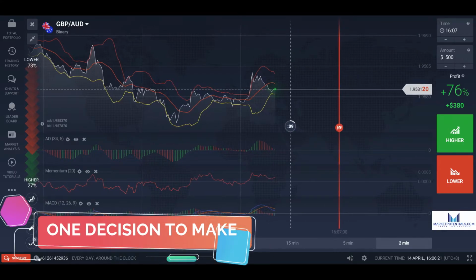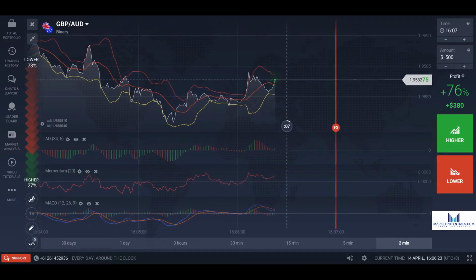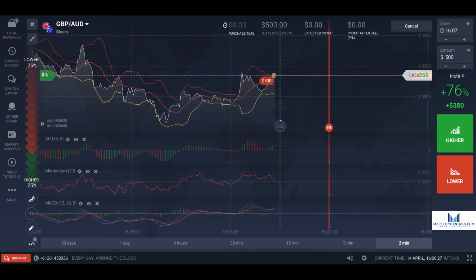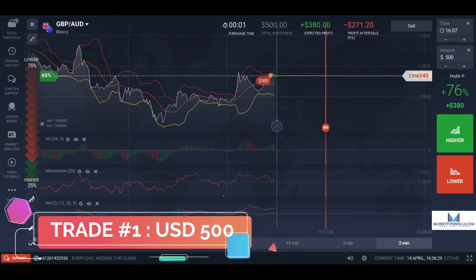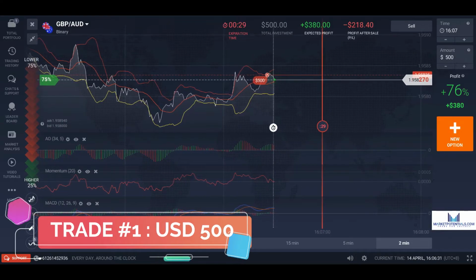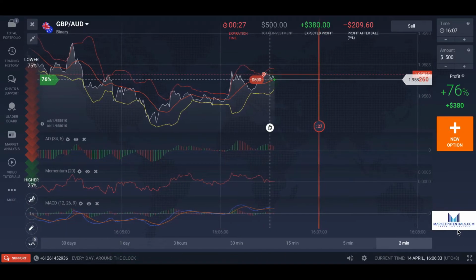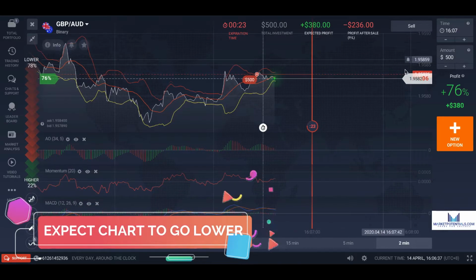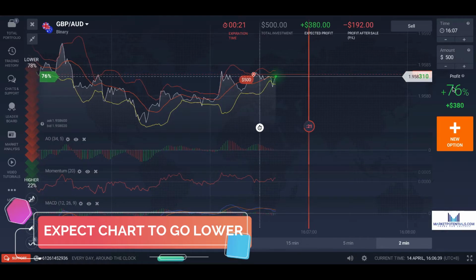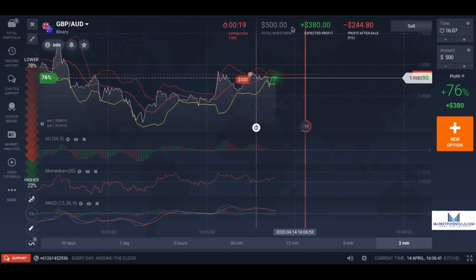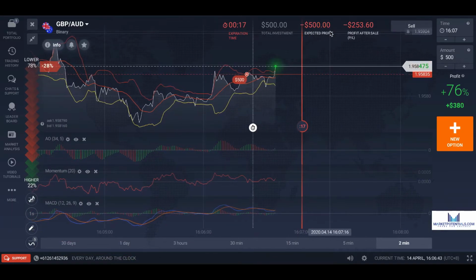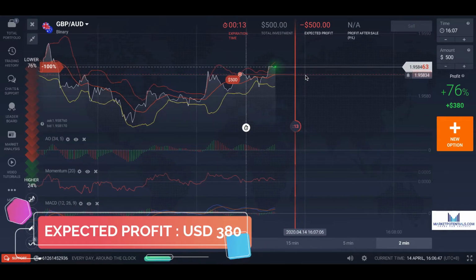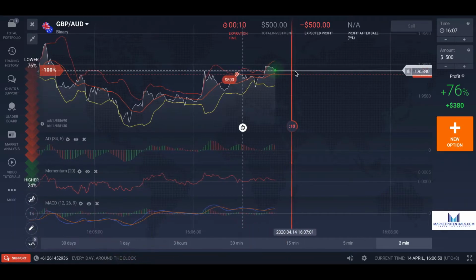You just got to decide whether it's going to end up being higher or lower and put in an amount. So it makes things very straightforward. Okay, guys, I've taken a trade there while I was just talking to you. I've selected lower this time around, and I've put in $500 on this with an expected profit margin of 76%. Now, I stand to win this $380, which is the expected profit, as long as the chart stays below the red line.